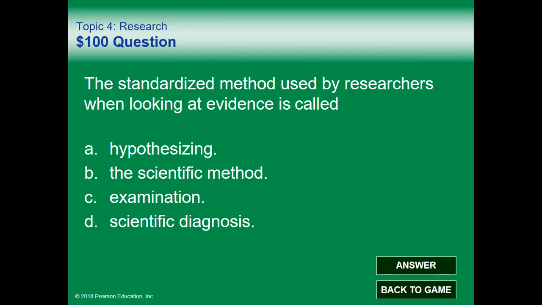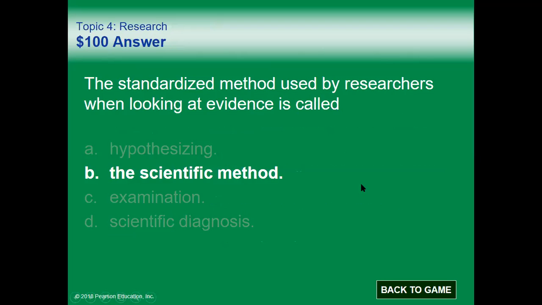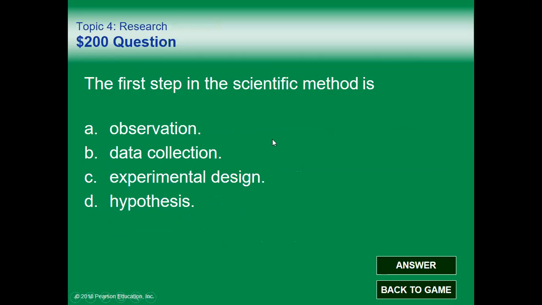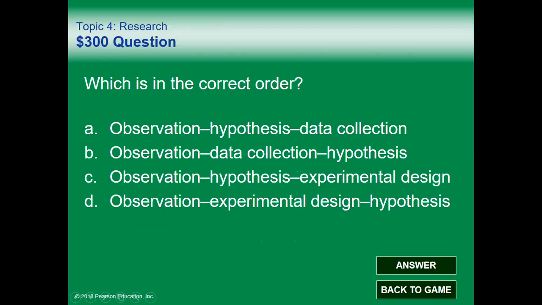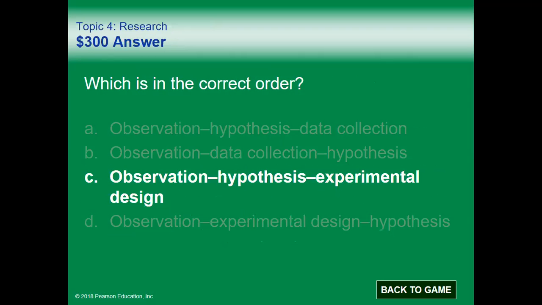The standardized method used by researchers when looking at evidence is called what? We did this one, the scientific method, right? Right. The first step in the scientific method is observation. And we did this one. I think we might have done all these.